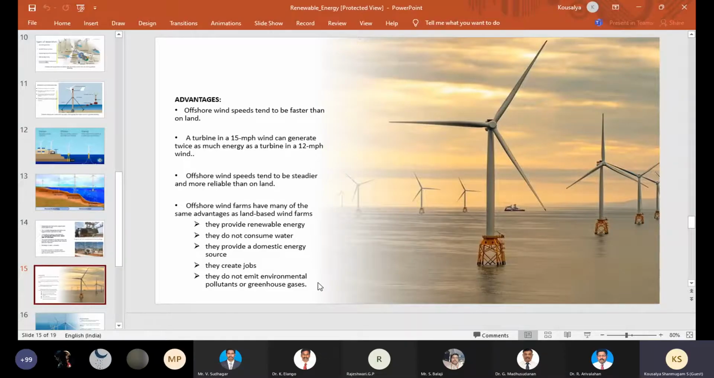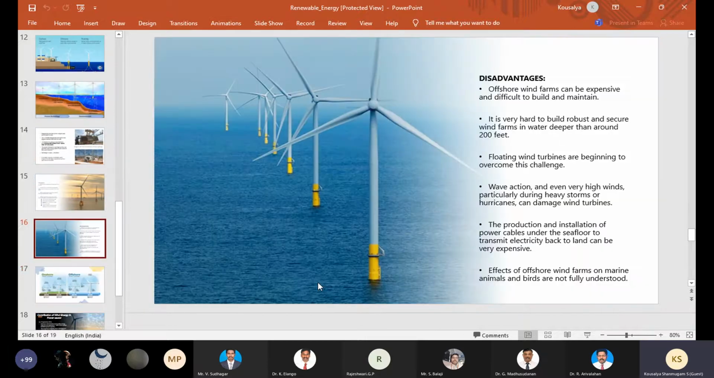Onshore also provides renewable energy, and it is eco-friendly, creates jobs, etc. And you can see the disadvantages of offshore wind turbines. The same thing: it is very expensive and the maintenance is very high.